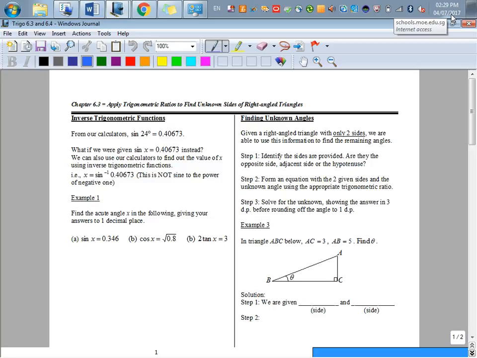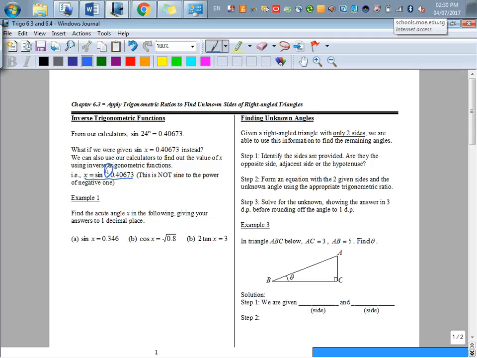After you key that in, what do you get? 23.999. That is approximately 24 degrees, isn't it? Okay, so this is an example of inverse trigo. We go the other way. Okay, so this is how we write it. X equals sine inverse.